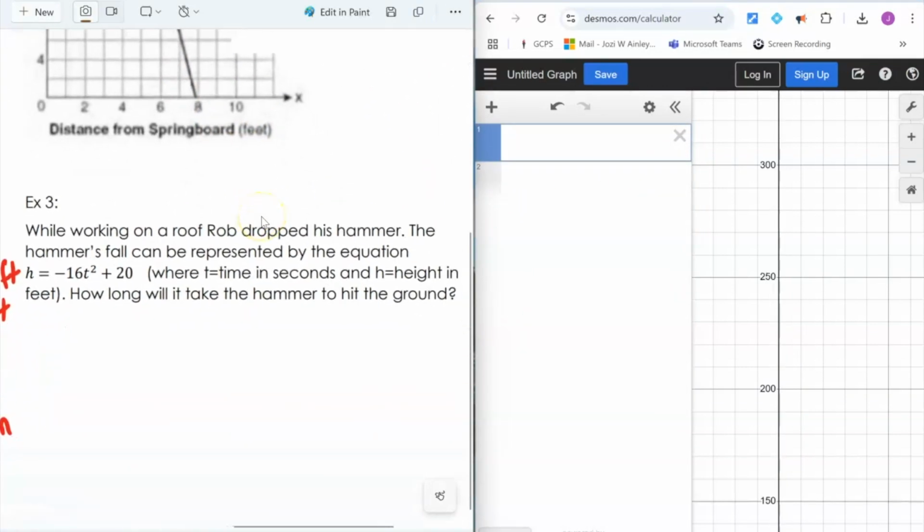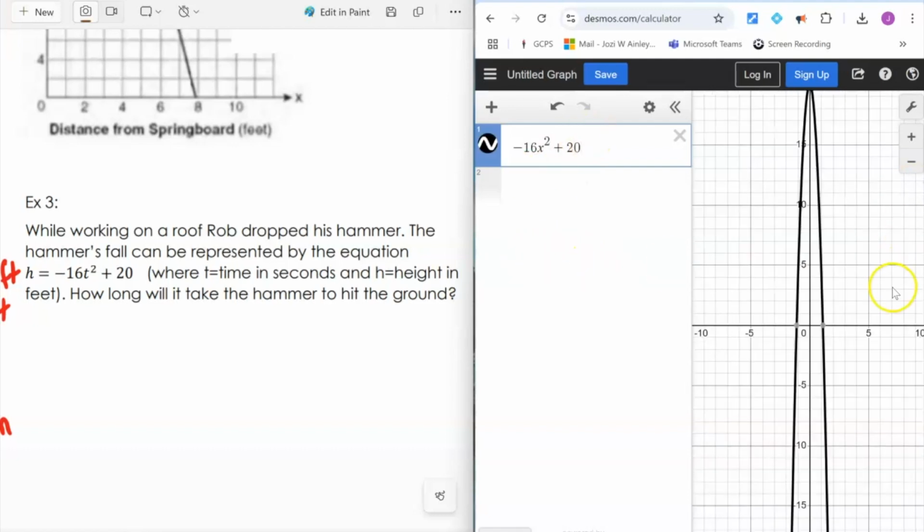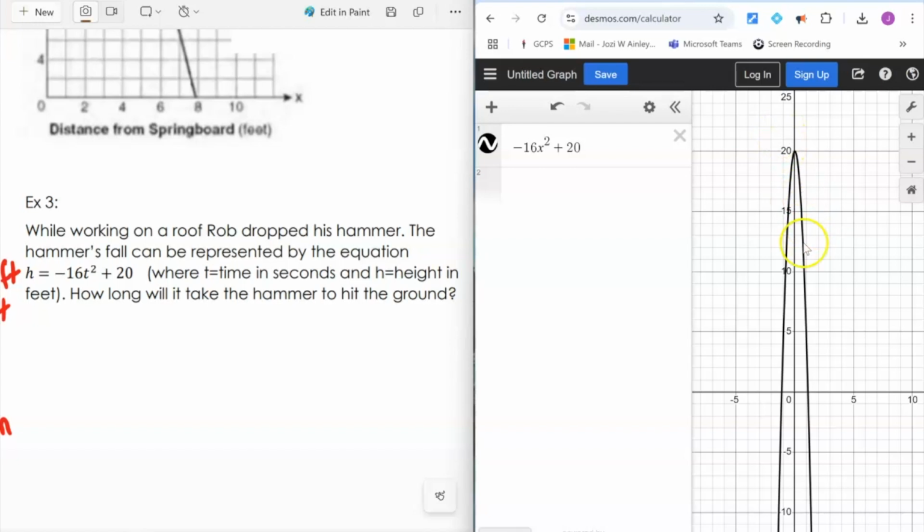While working on a roof, Rob dropped his hammer. The hammer fell and can be represented by this equation. Again, remember, do not put t in the equation, put x instead. I meant to put a negative right there. Please double check what you're typing. Plus 20. All right, so click home. I see the graph. So he drops the hammer. It makes sense. It doesn't start off the ground. That's why it's on negative.